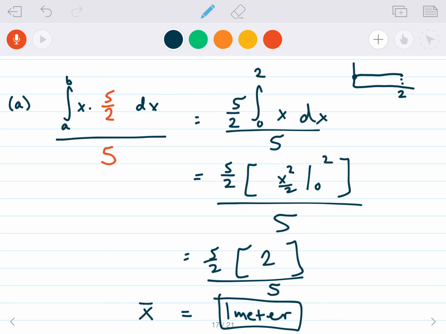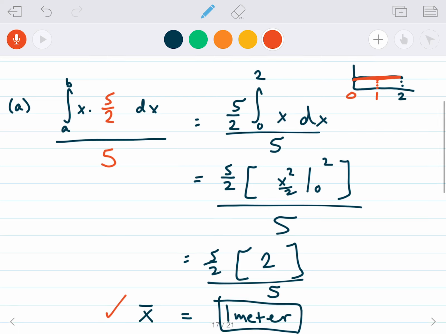Now, does this make sense? Does this make sense intuitively? Well, I think so, because remember, we were told that this thing has constant density all the way throughout. So when that's the case, the center of mass is in the middle of the object. Well, we started at x equals 0, and the middle of this thing is going to be x equals 1 meter. So this does make sense intuitively to me.